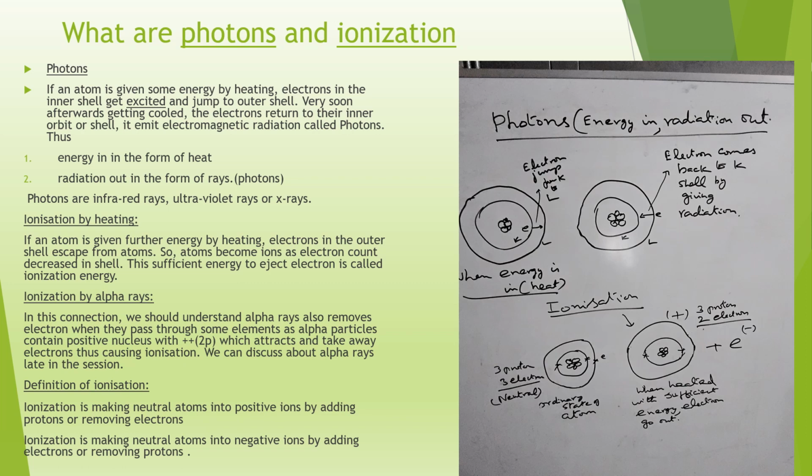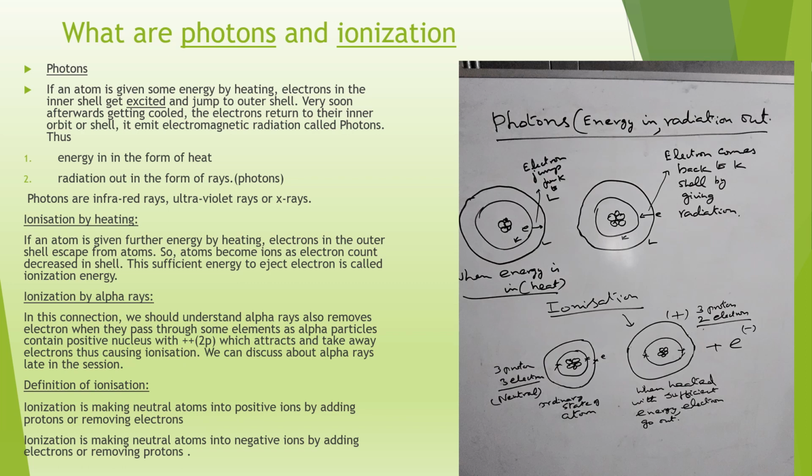What are photons and ionization? Photons: if an atom is given some energy by heating, electrons in the inner shell get excited and jump to the outer shell. Very soon afterwards, on cooling, the electrons return to their original orbit or shell. At that time it emits electromagnetic radiation called photon rays. Thus, energy in the form of heat given from outside comes out as photon rays from the atom when cooling. So photons may be infrared rays, ultraviolet rays, or X-rays.